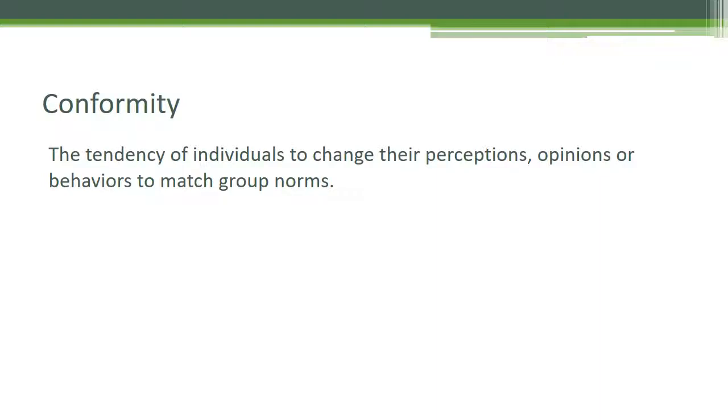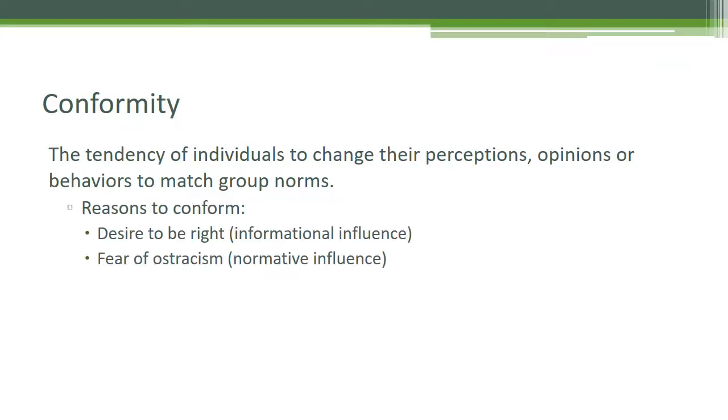Conformity is the tendency of individuals to change their perceptions, opinions, or behaviors to match group norms. People conform primarily for the desire to be right and the fear of ostracism. The desire to be right, or informational influence, occurs when people believe that if others agree, it must be so. They must be correct. An example of this would be looking at the reviewer ratings for a product on Amazon, looking for those stars to make sure that you're buying a product that's good.